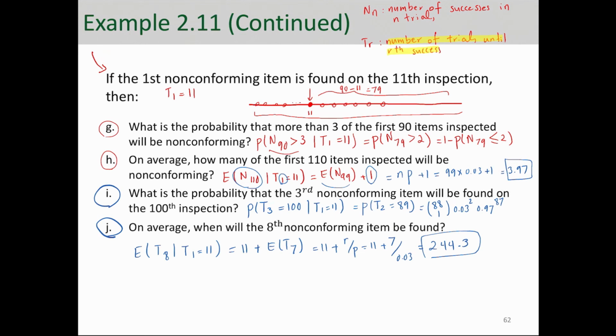This was a very comprehensive and exhaustive example. I really suggest you go over this example multiple times, digest every one of these sections of this problem, and ask your questions.